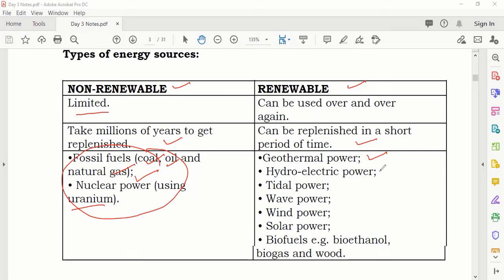But geothermal, hydroelectric, tidal, wave, wind, solar power, and biofuels like bioethanol, biogas, and wood are all renewable. You can use them again and again. So this is the main difference between them. I hope everybody got it. Can we move further?